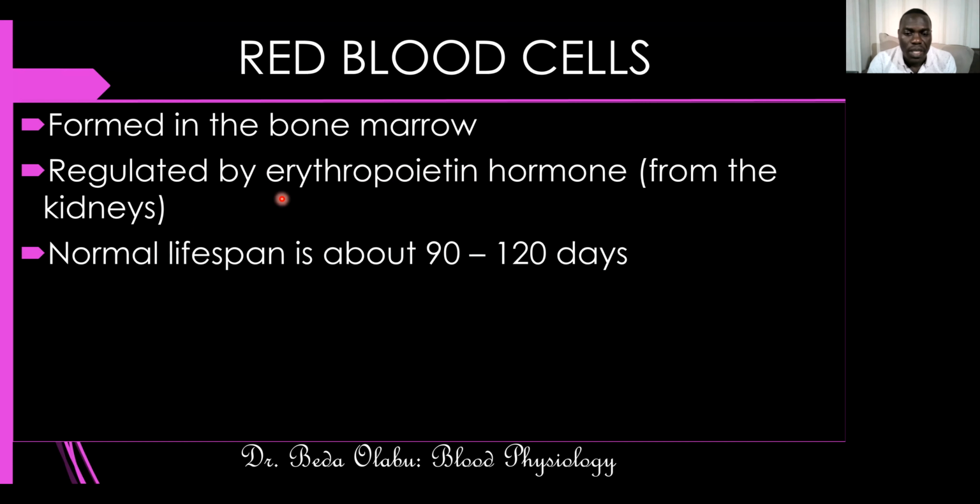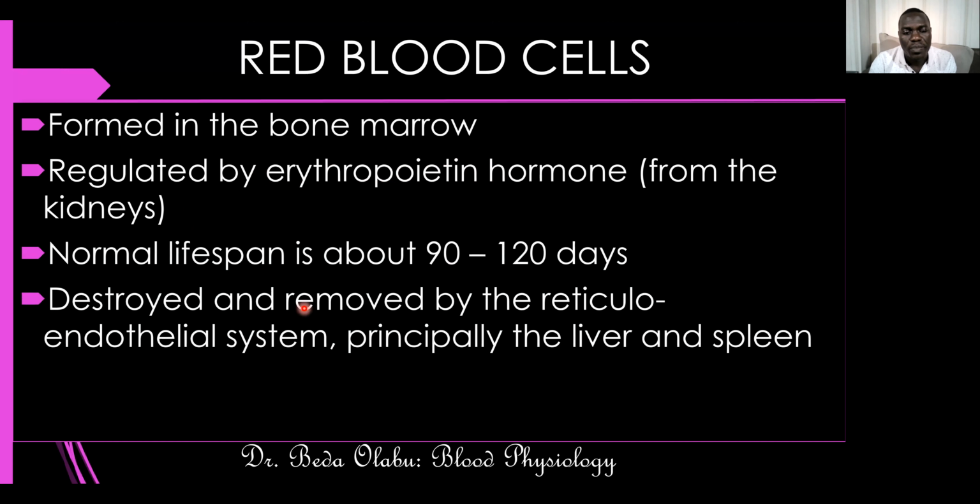The normal lifespan of red blood cells is about 3 to 4 months. So after 3 to 4 months, the cells become old and they are destroyed, principally by what we call the reticuloendothelial system. The reticuloendothelial system refers primarily to the liver and the spleen. These systems are the ones that destroy the worn-out cells and remove them from the circulation.